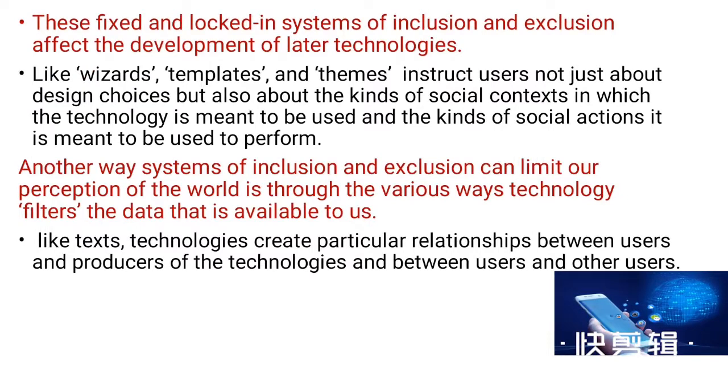Next slide is about fixed and locked-in systems of inclusion and exclusion. Locked-in systems of inclusion and exclusion affect the development of later technologies. Wizards, templates, and themes instruct users not just about design choices, but about the kinds of social contexts in which the technology is meant to be used, the kinds of social actions it is meant to be used to perform. Another way systems of inclusion and exclusion can limit our perception of the world is through the various ways technology filters the data that is available to us, like text. Technologies create a particular relationship between users and producers of technologies and between users and other users.